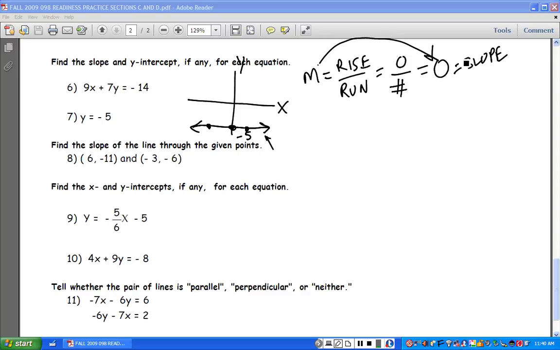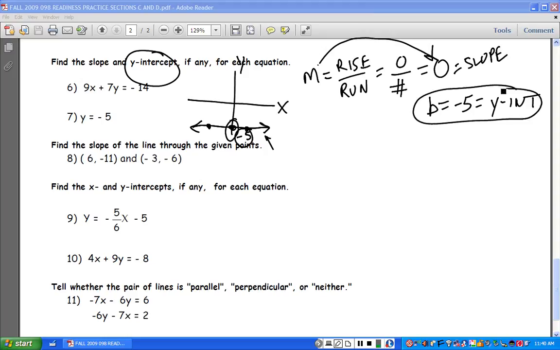Now, as far as y-intercept is concerned, y-intercept simply says, where is the line going to touch the y-axis? Well, we see this line is touching the y-axis right here at -5. So my b is -5, which is my y-intercept. So that would be my answer. My slope would be 0 and my y-intercept would be -5. Alright.